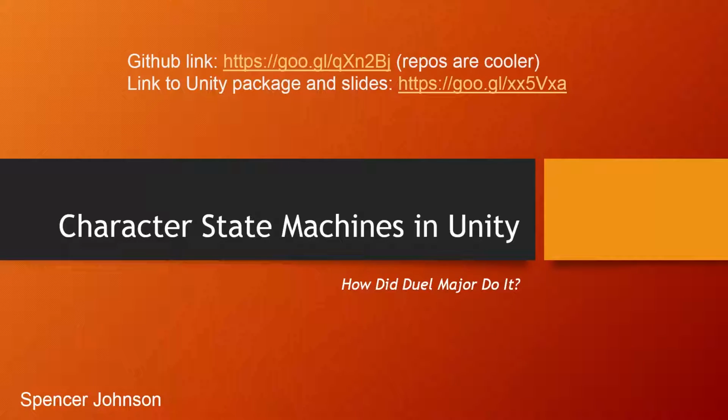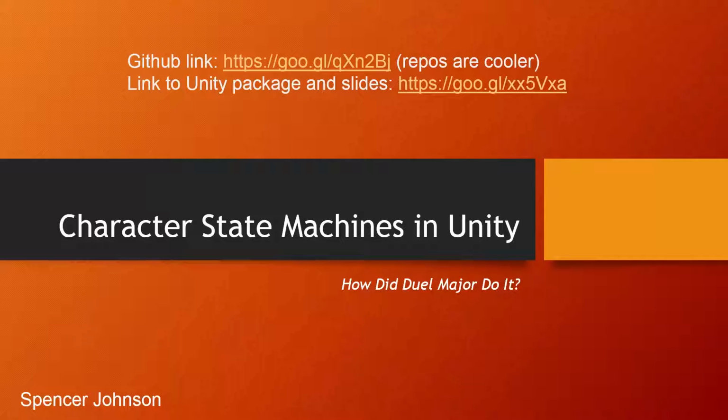All right. Hello, everyone. Thanks for checking out our workshop today. We're going to be going over character state machines using Unity. I'm going to be talking a bit about how we did it for my game Dual Major, as well as Shotgun Gladiators. It's going to be a brief overview about what a state machine is, how you can apply it to characters, and then we're going to hop into code and code up some states.